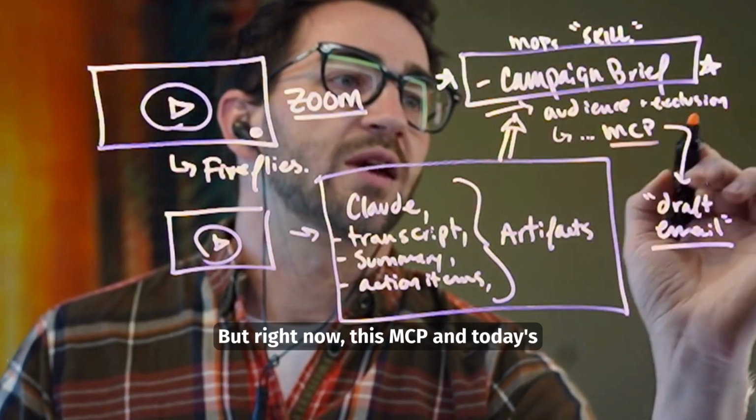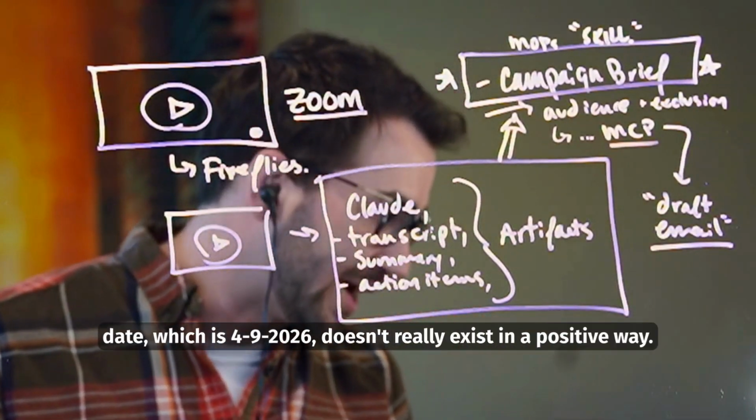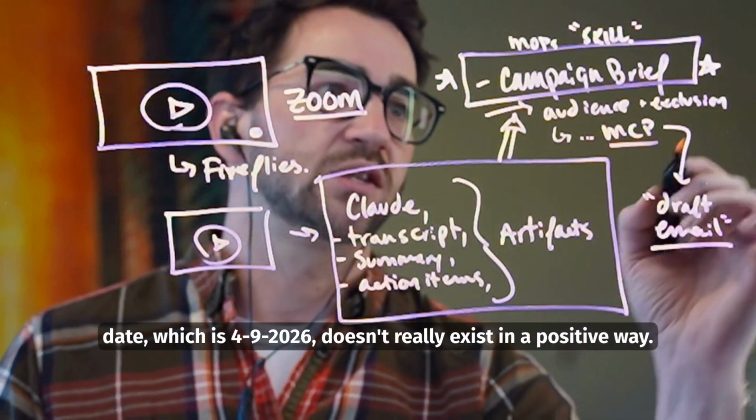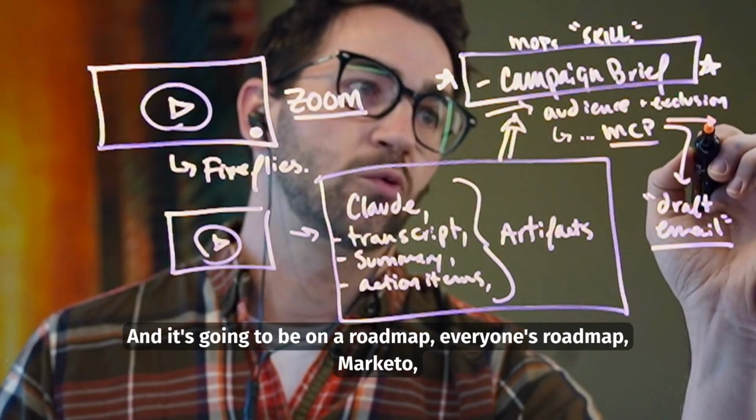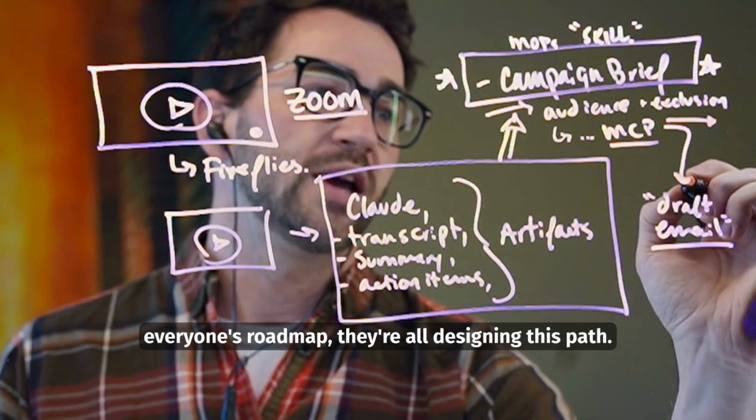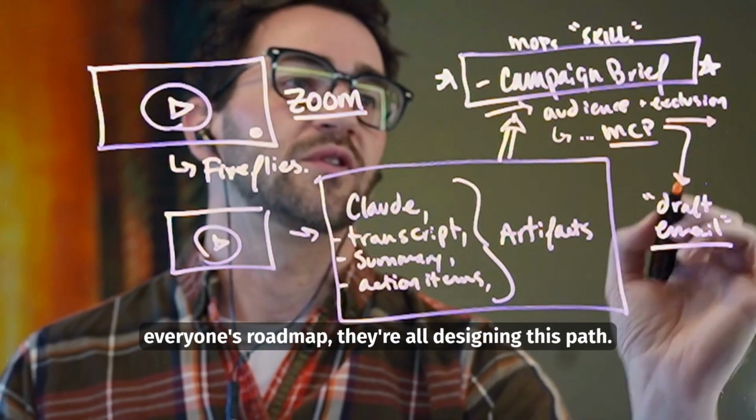But right now, this MCP, as of today's date, which is 4/9/2026, doesn't really exist in a positive way, and it's going to be on a roadmap. Everyone's roadmap, Marketo, everyone's roadmap. They're all designing into this path.